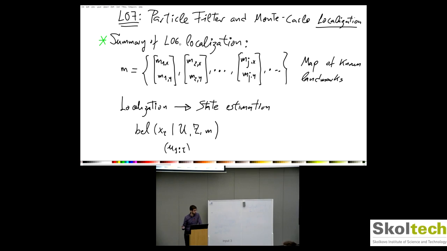We talked a lot about distributions, Gaussians, and Bayes filter especially, and the Kalman filter. But last day, we started talking about localization. So why is this problem particularly different from just general state estimation? Well, what we said is that there's going to be a map of known landmarks.